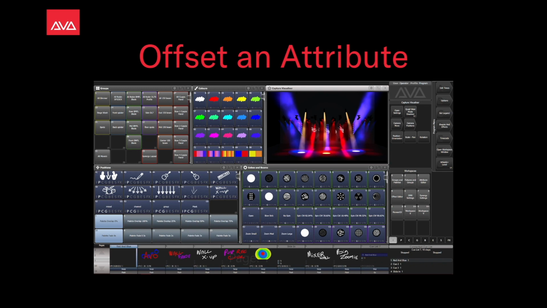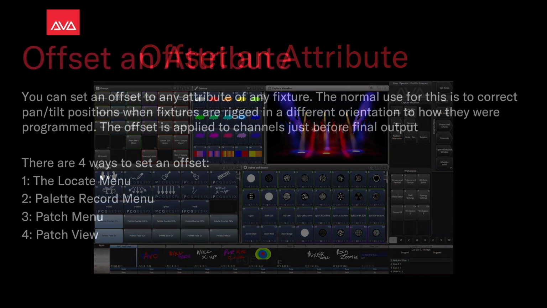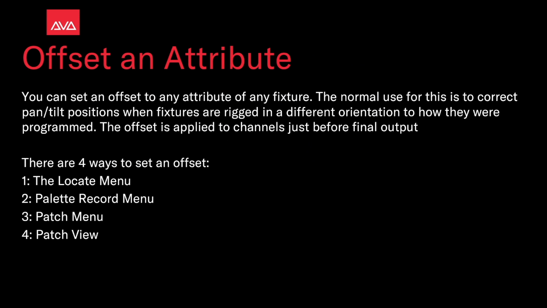In this video, we're talking about offsetting an attribute. You can set an offset to any attribute of any fixture. The normal use for this is to correct pan and tilt values when fixtures are rigged in different orientation to how they were programmed. The offset is applied to channels just before the final output. There are four ways to set an offset: the Locate menu, Record Palette menu, the Patch menu, and Patch View.